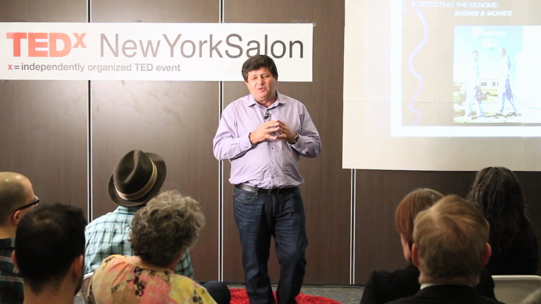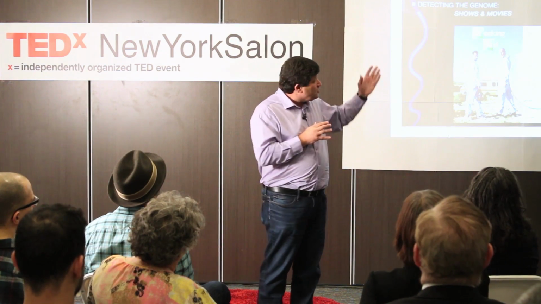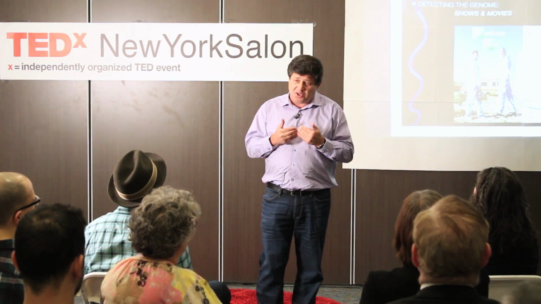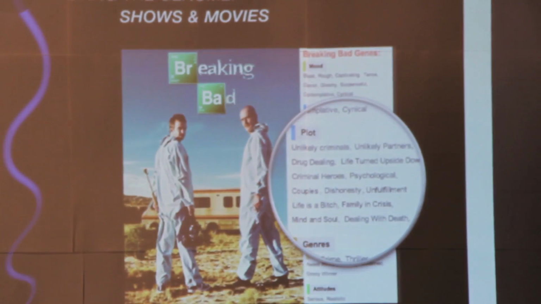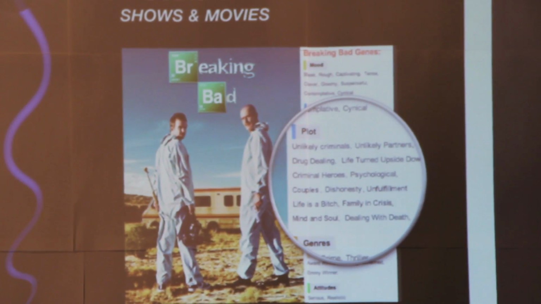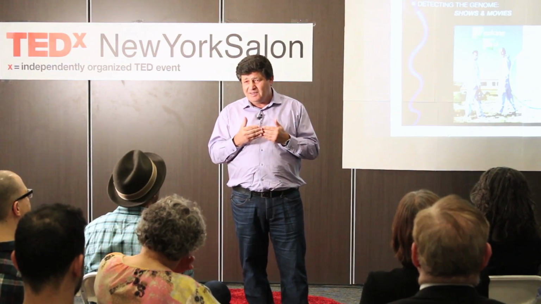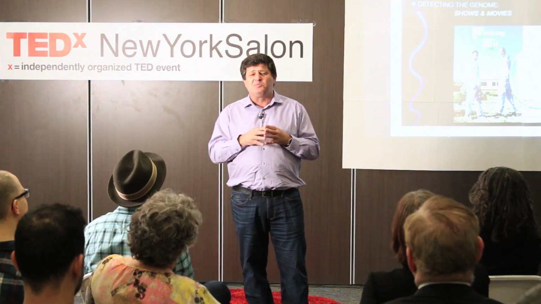So we are all familiar with Breaking Bad. So we have developed technology that understands what Breaking Bad is all about. And it does it automatically by reading synopsis and reviews. So we have technology that understands text. And out of that, we can generate between 20 to 40 attributes.